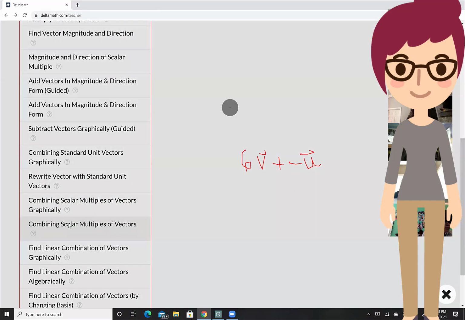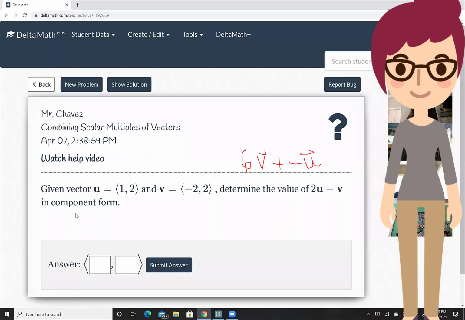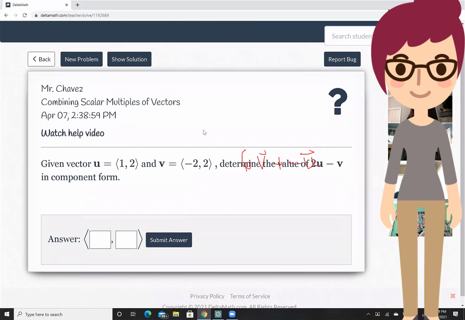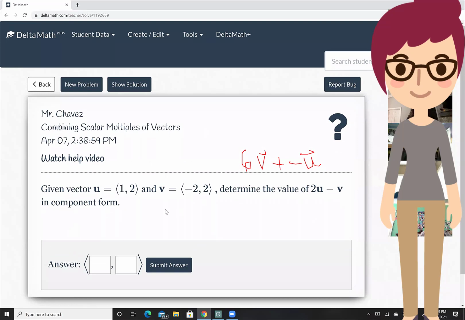Combining scalar multiples of vector. Let's see this one. Oh, that's too easy for you guys. That's what we just talked about. 2u, so let's do that. 2 times 1 is 2, and then I'm subtracting v. So 2 times 1 is 2, minus a negative 2, that's 4, so 4. And then 2 times 2 is 4, and I'm subtracting 2, so 4 minus 2 is 2. Submit.